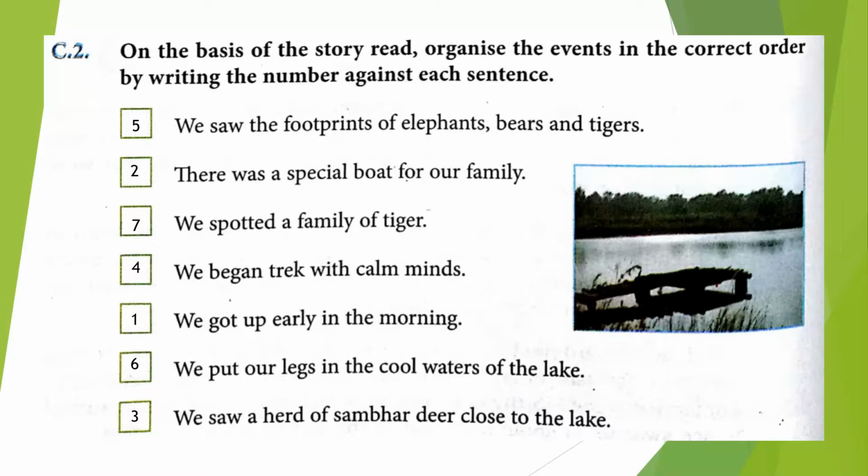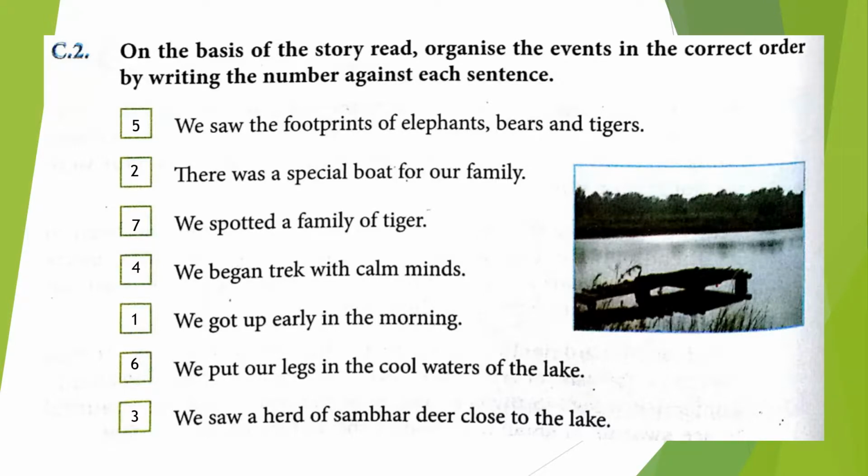Next, on the basis of the story, read and organize the events in the correct order by writing the number against each sentence. First one, we have to arrange the sentences accordingly. So all the sentences are jumbled. We have to arrange them in the correct order.